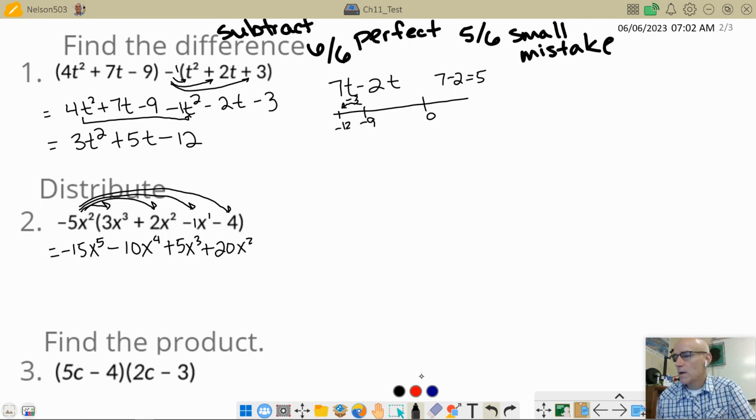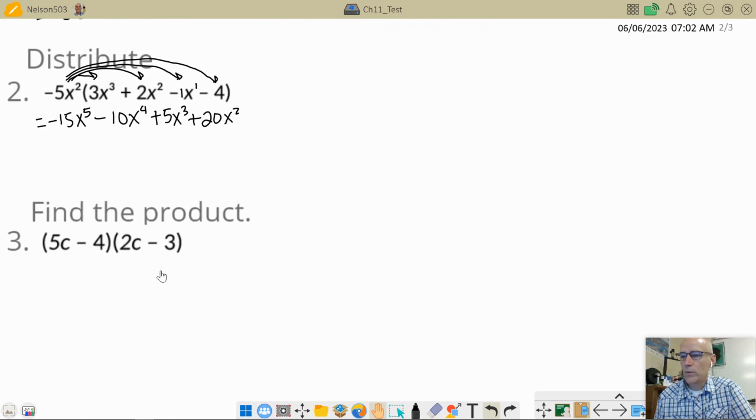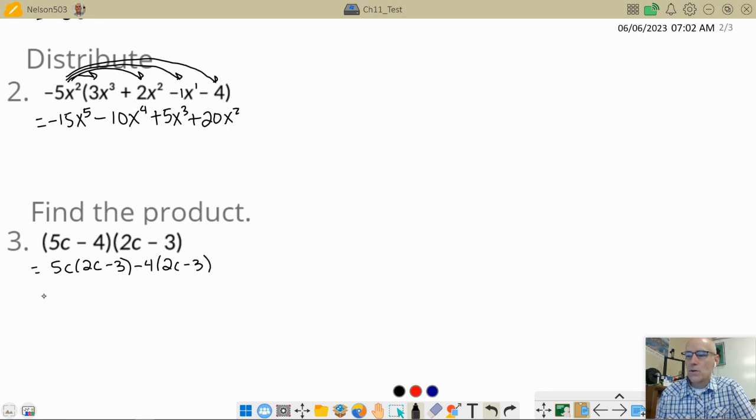All right. So down here, I want to take the product of these 2 binomials. That means that I need to distribute the 5c through the 2c minus 3. So let's write that down like this: 5c times 2c minus 3. And I need to distribute the -4 through the 2c minus 3 as well. All right, so the next step I do is I go 5c times 2c. That gives me 10 because 5 times 2, right? And then c to the first times c to the first makes it c to the second.